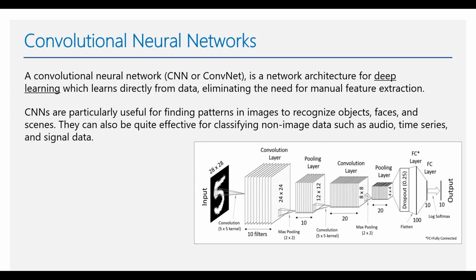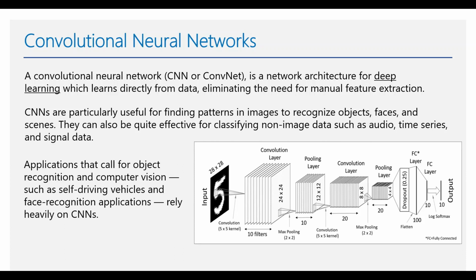And as a matter of fact, they have been tested on so many different kinds of inputs, not only images. So images, speech recognition, signal classification like EMG or EEG signal classification, and time series processes, and so many other problems. All the applications that call for object recognition and computer vision actually rely heavily on CNN nowadays.